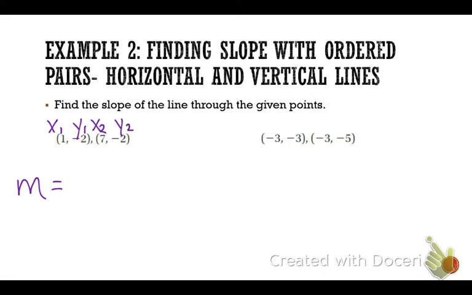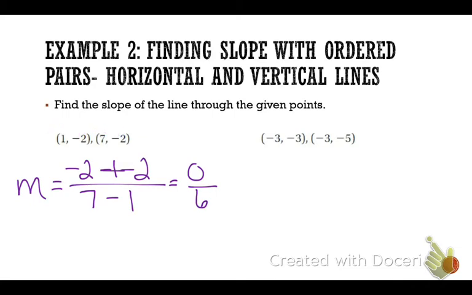All right, so which one's my y2 value? Negative 2 minus what? Negative 2. So there's that double negative again. Over, what's my x2 value? 7 minus 1. All right, so what happens to my double negative? Changes to a positive. What's negative 2 plus 2? 0. What's 7 minus 1? 6.